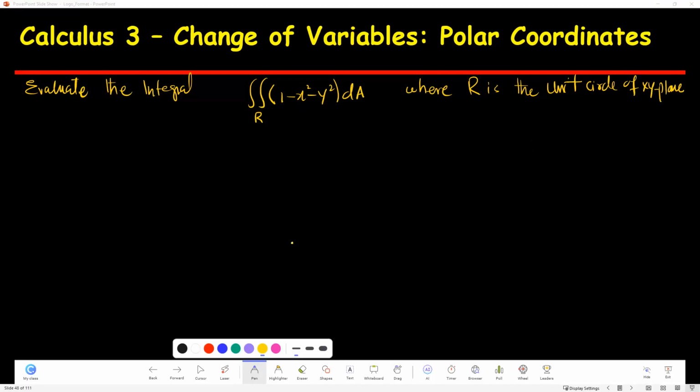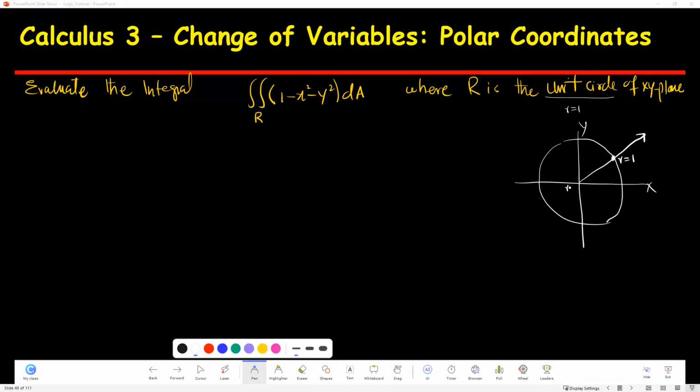So what does that mean? We already talked about the unit circle. A unit circle is a circle that has radius equal to 1. And it says xy plane, which means this is my xy plane. So r is going to go from 0 to 1, and theta is going to go all the way around from 0 to 2 pi.